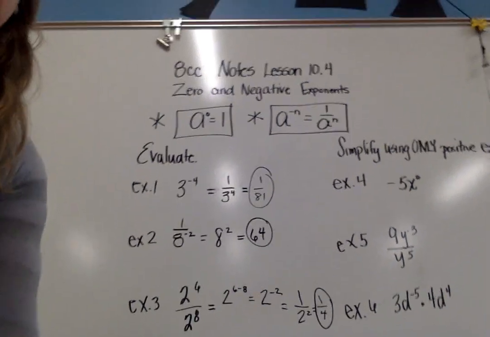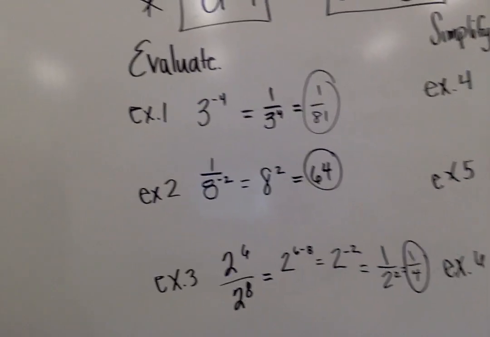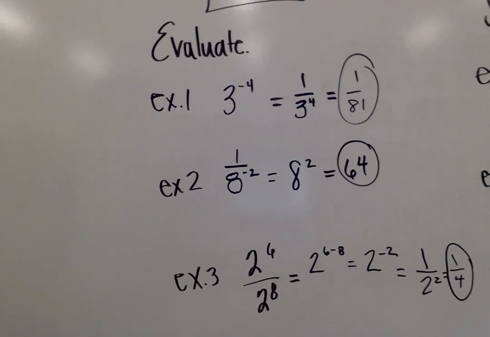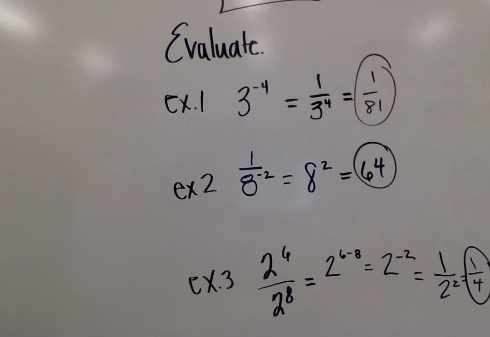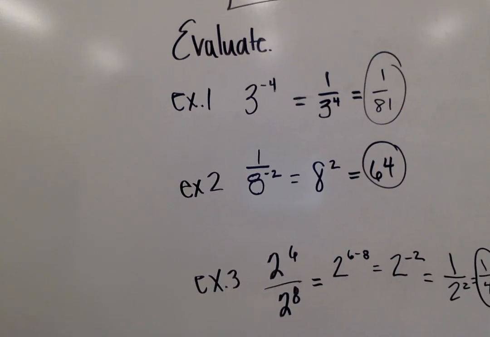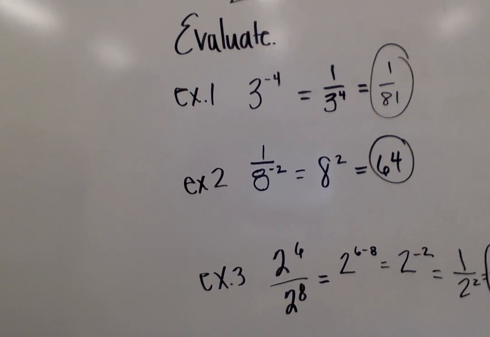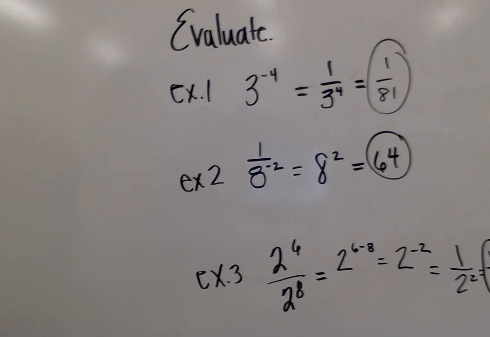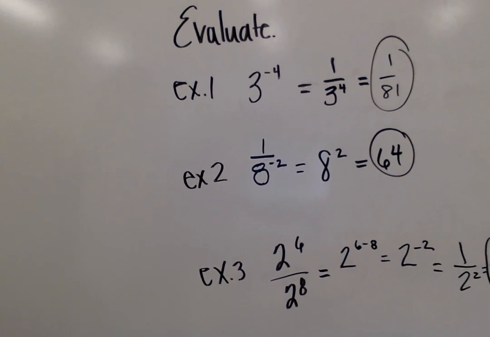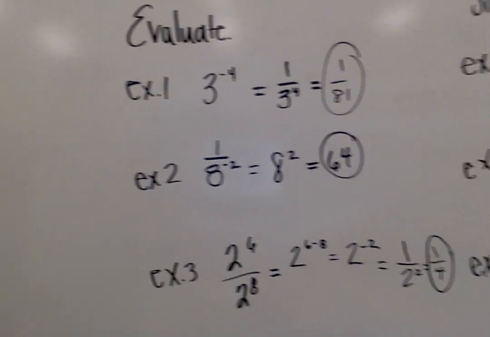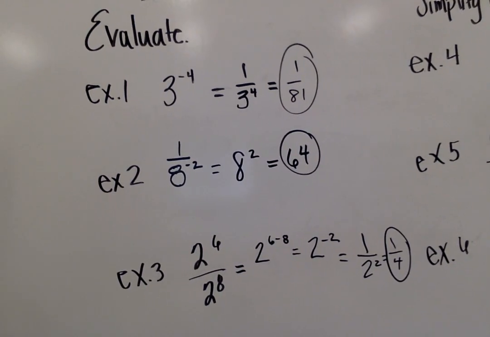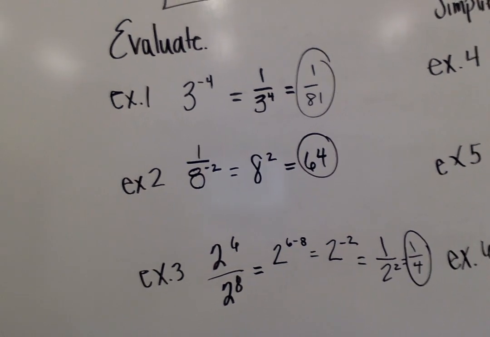So let's clarify what you've done here. You've taken that negative exponent and moved it into the bottom in example 1. In example 2, you've taken that negative exponent in the denominator and moved it to the numerator. And then in example 3, you've used your quotient power property rules to subtract 6 minus 8, getting negative 2, and then moved it to the denominator to make it positive and evaluated.